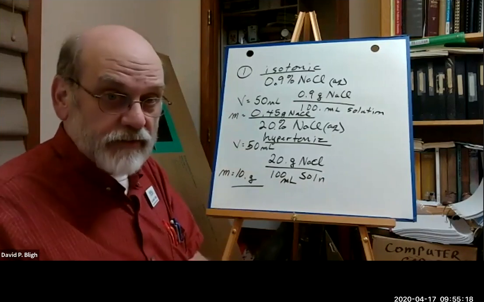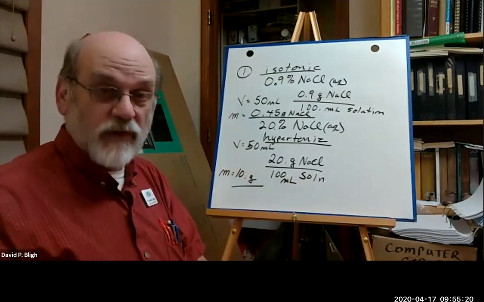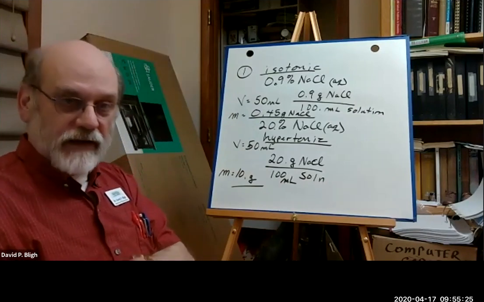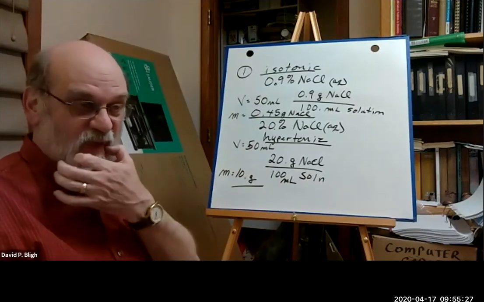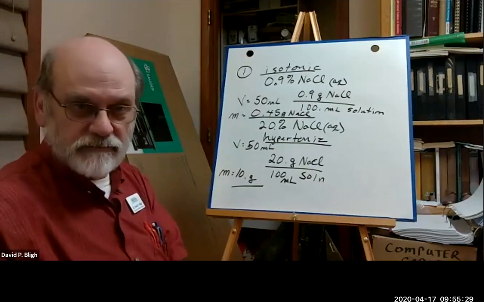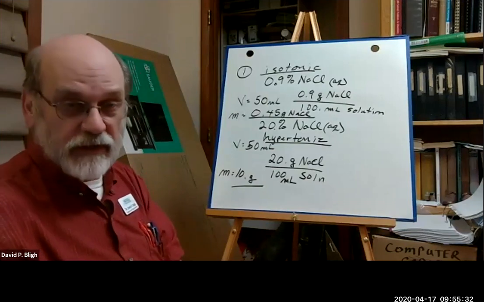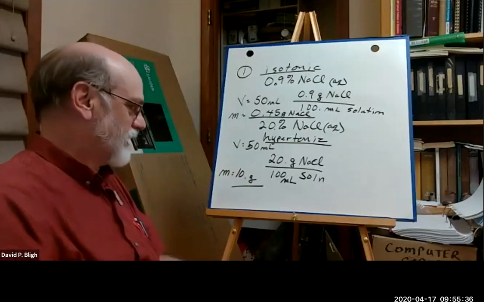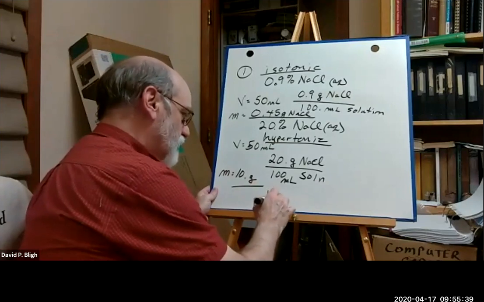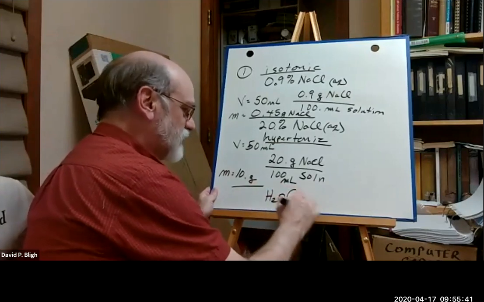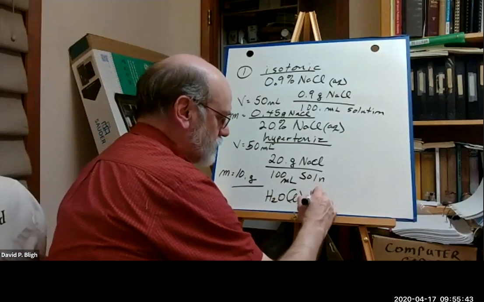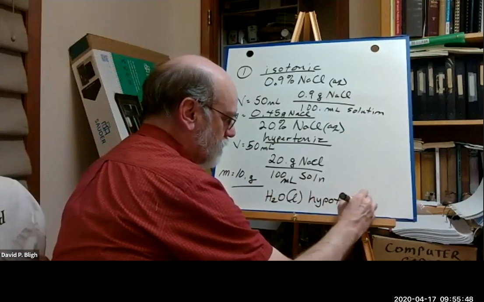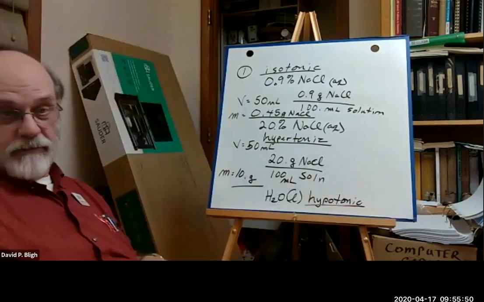What's our hypotonic solution? The one that has lower concentration of solutes than in the potato cell. We're going to use distilled water. I mean, that's as hypotonic as you can get, right? Because there's nothing there but water. So pure water is our hypotonic solution. Okay, those are our three solutions.